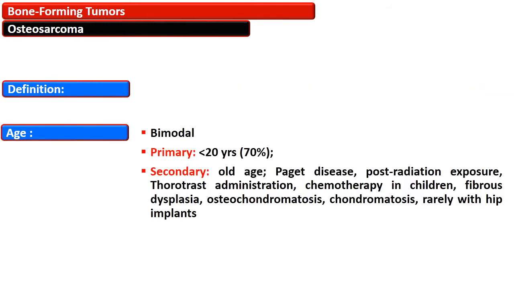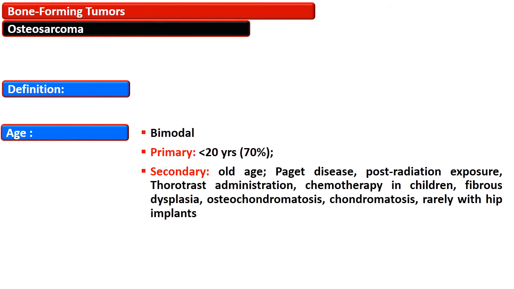The age of onset of the osteosarcoma is bimodal. There are 2 varieties, primary and secondary. Primary is the osteosarcoma which is present in the absence of any other disease, and it occurs in the younger age group, people below the age of 20 years, and it accounts for about 70% of the cases, while secondary osteosarcoma is present in old age after the 4th decade of life, and it is usually associated with some other underlying condition such as Paget's disease.